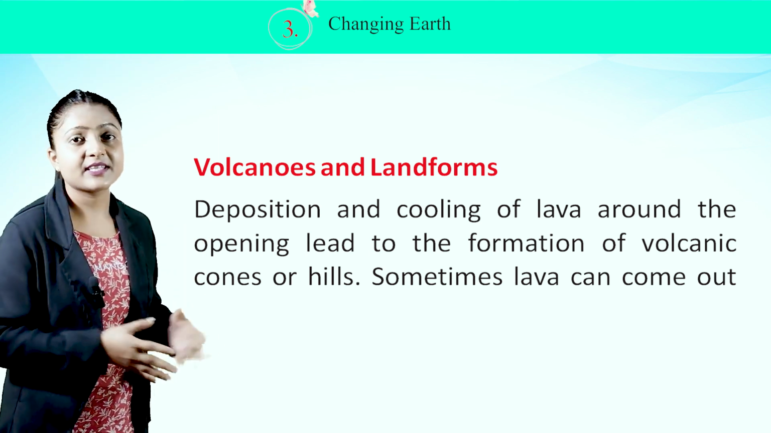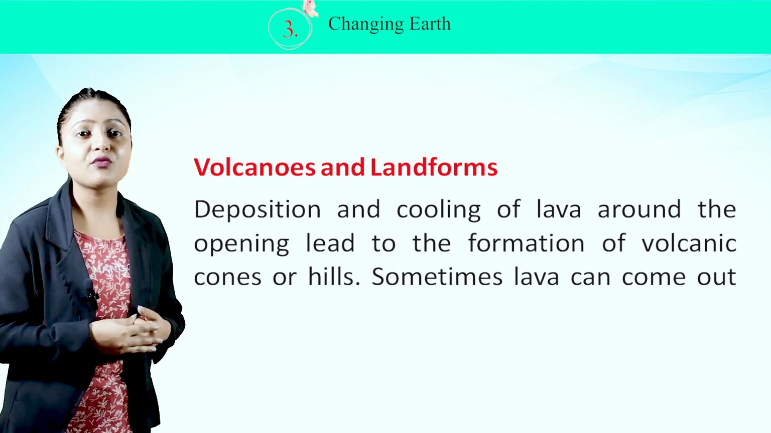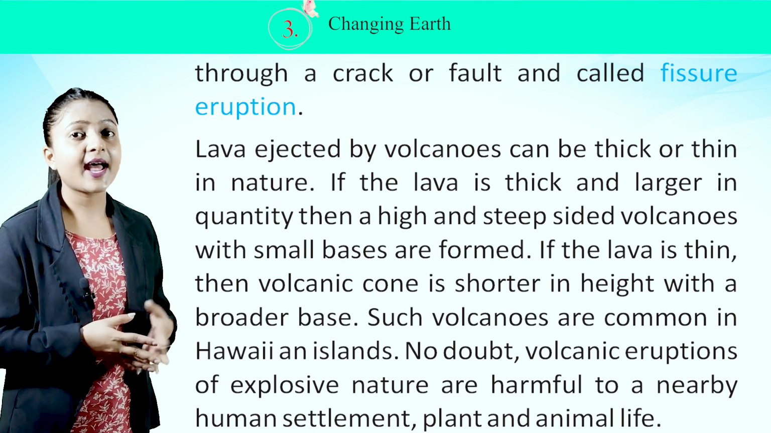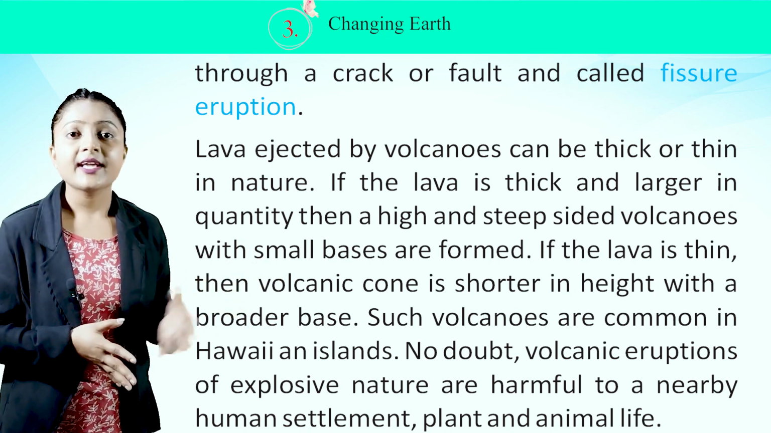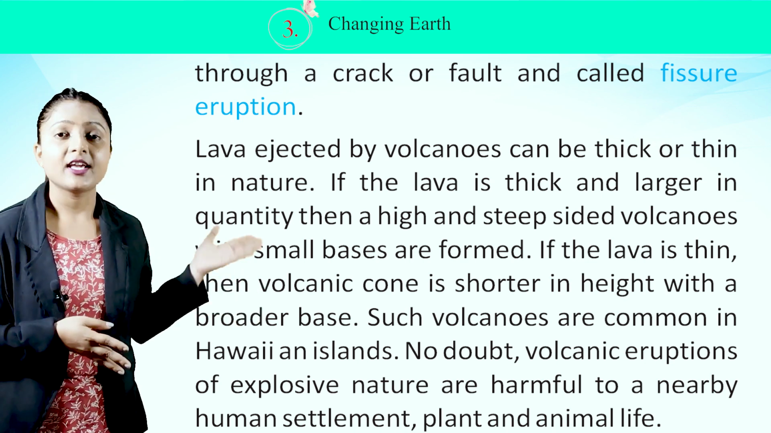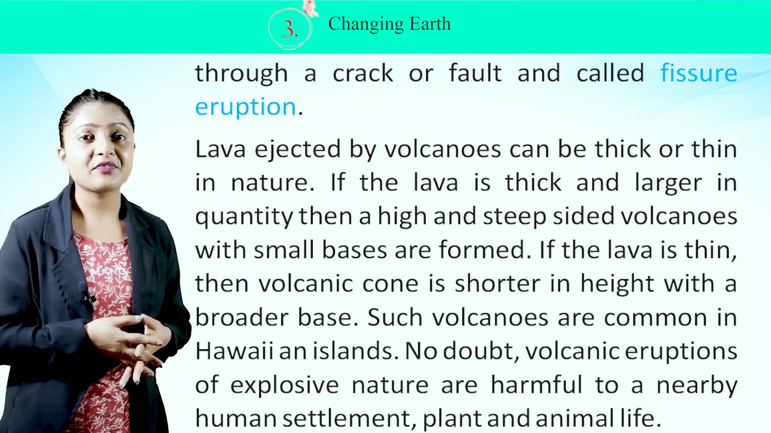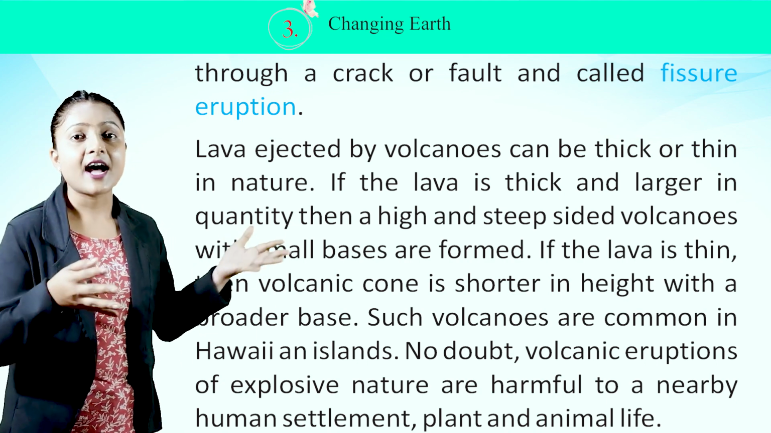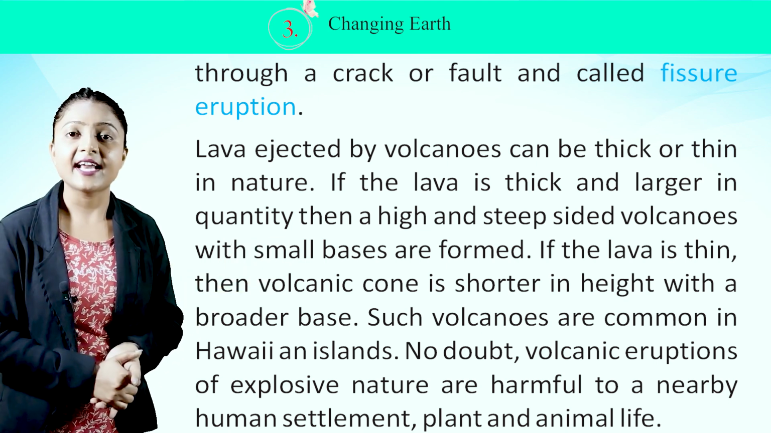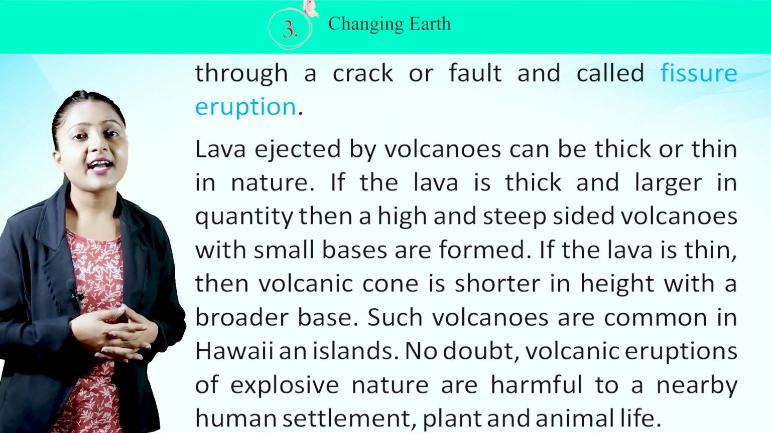Volcanoes and landforms. Deposition and cooling of lava around the opening lead to the formation of volcanic cones or hills. Sometimes lava can come out through a crack or fault, called a fissure eruption. Lava ejected by volcanoes can be thick or thin in nature. If the lava is thick and larger in quantity, then high and steep-sided volcanoes with small bases are formed. If the lava is thin, then the volcanic cone is shorter in height with a broader base. Such volcanoes are common in the Hawaii Islands.